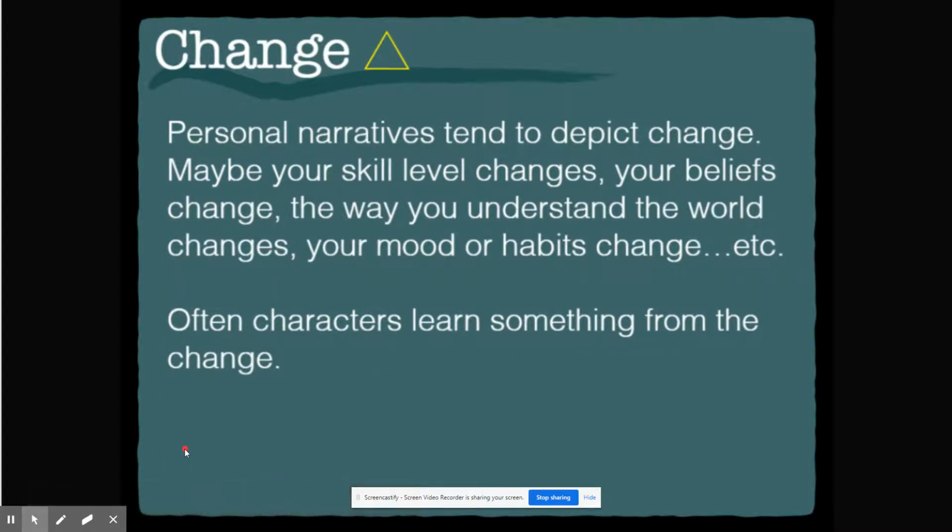Now, all narratives have a change. Personal narratives tend to depict a change in the character. So in the beginning, in like The Jacket, Gary Soto felt that he had to be the best in wearing that good jacket and feeling like he relates to other people, right? In the end, we noticed there wasn't much change.